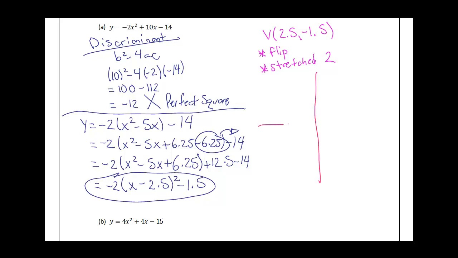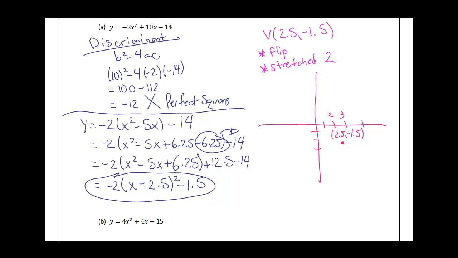We're going to have something like this. And our vertex, so it's in the positive direction. So if this is 2 and 3, this will be about 2.5, and then in the negative direction, negative 1.5, we're going to have it somewhere around here. 2.5, negative 1.5. There's our vertex. And since it's flipped, we're going to open downwards, and it's being stretched by a factor of 2.